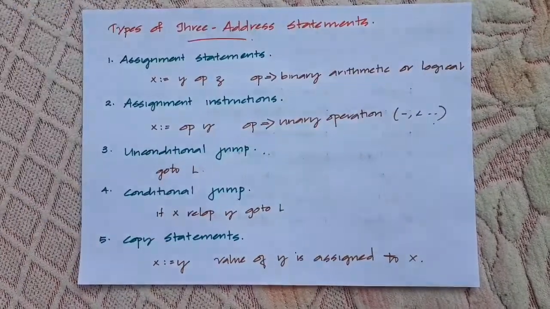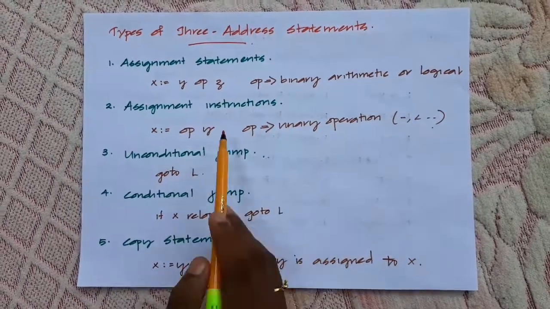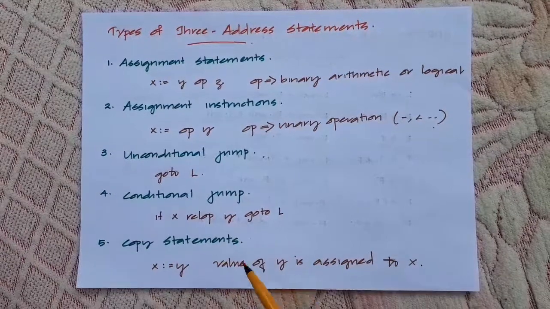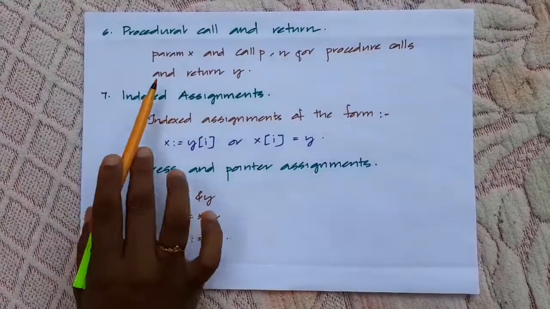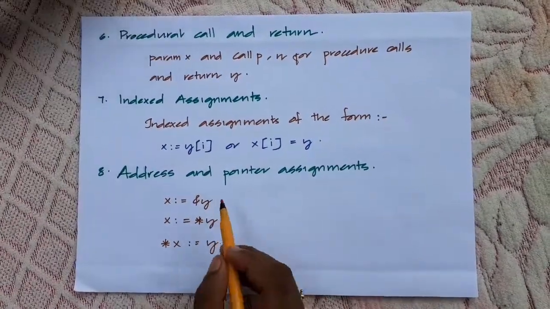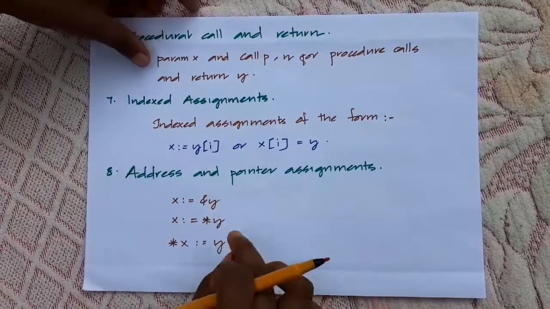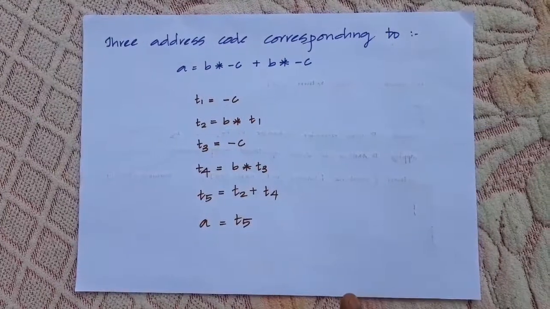Next let's discuss the types of three address statements. They can be assignment statements, assignment instructions, unconditional jump, conditional jump, copy statements, procedural call and return statements, then indexed assignments and address and pointer assignments. You can see the format of these in this session. Now I will make it clear for you through an example.